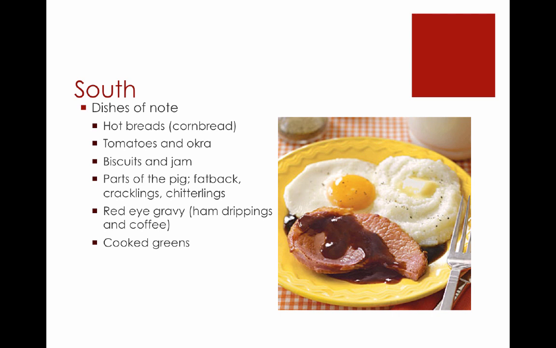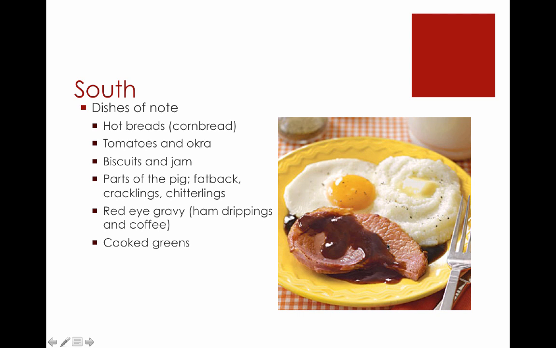We talked about previously, when we talked about slaves and African American roots, the different parts of the pig, including fatback and cracklings and chitlins. I said chitterlings. I can't believe that. Chitlins. And I don't think we talked about red-eye gravy before, and I wanted to show you this picture to hopefully help you remember.